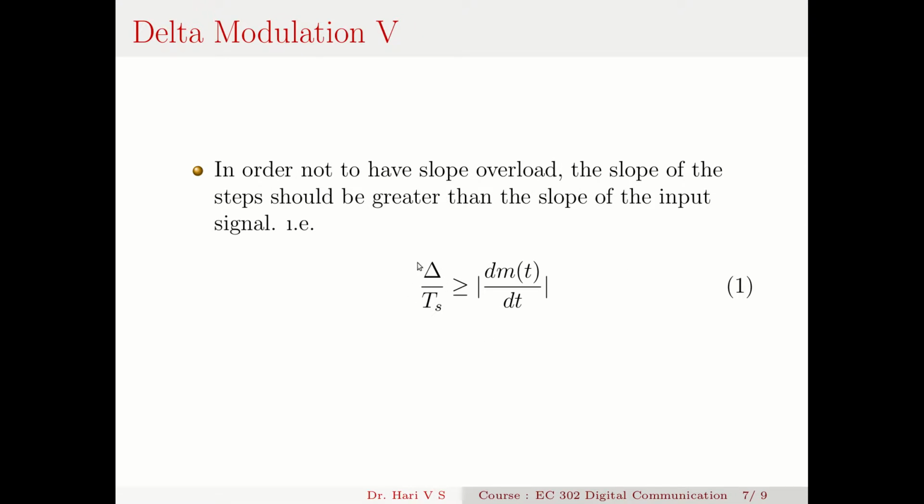In order to not have any slope overload, the slope of the step should be greater than the slope of the input signal. That means delta by Ts is the slope of the steps, because delta is my y-axis distance and Ts is my sampling interval. So that should be greater than or equal to the absolute value of the slope of m(t), which is dm(t)/dt. So this is one condition: delta should be greater than or equal to Ts times the modulus of dm(t)/dt. By properly choosing this delta, you can reduce the slope overload.